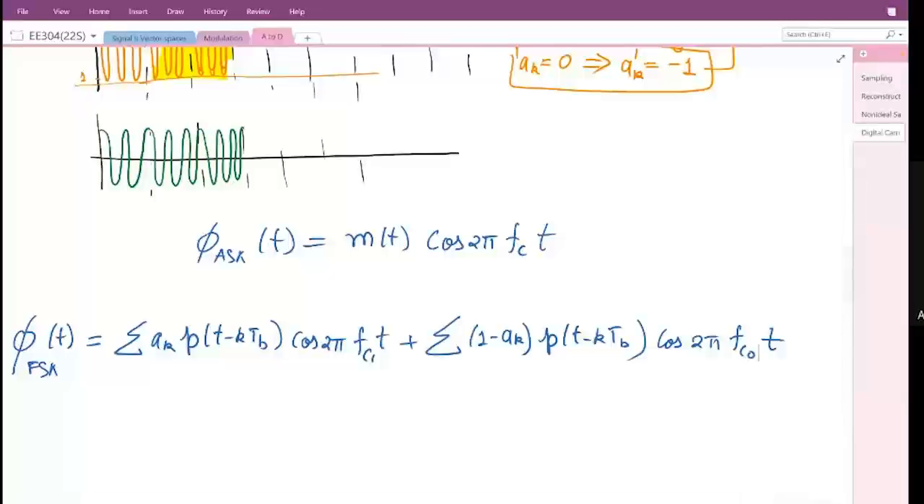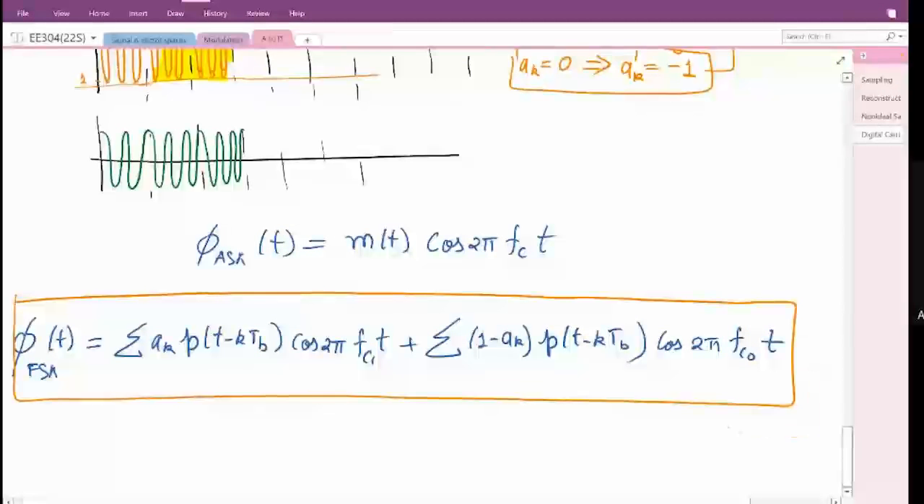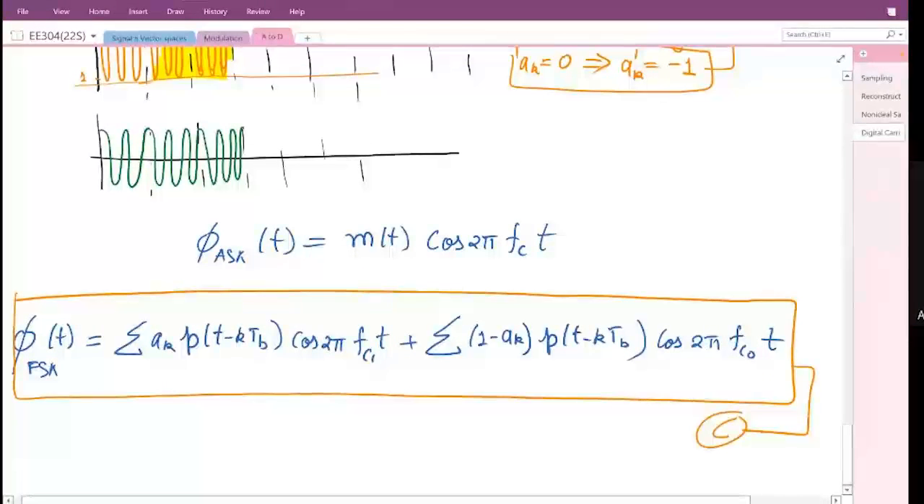Is this equation making sense to anyone? So a_k is again going to be 0 and 1. Based on it being 0 and 1, we are going to turn on one portion over the other portion. Okay, so let's stop at this point. Just think over this expression, and if you have doubts, we can discuss this in the next lecture.